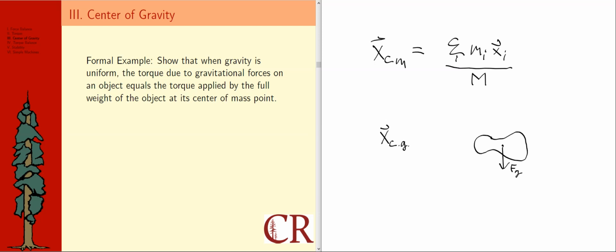Show that when gravity is uniform, the torque due to gravitational forces on an object equals the torque applied by the full weight of the object at its center of mass point. So effectively, this is going to wind up showing my original claim that the center of mass point really is the balance point for an object in uniform gravity. And in that sense, if the center of gravity represents the balance point, it's saying the center of gravity point is the same as the center of mass point.